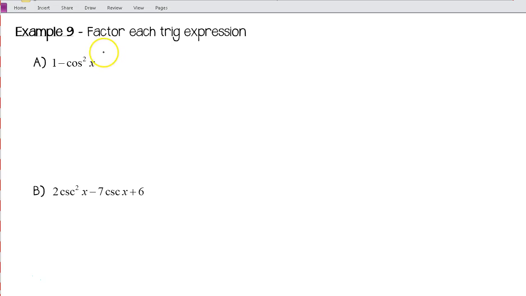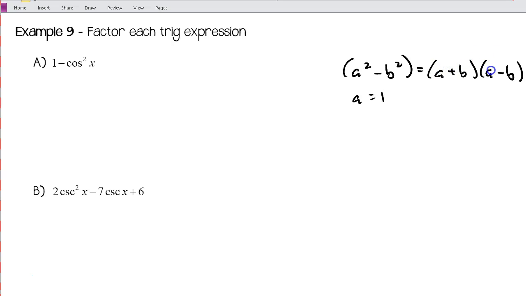So for the first one, this is also a difference of 2 squares. Just to remind you, this is in the form of a squared minus b squared, and that's going to factor to a plus b and a minus b. In this case, our a is 1 and our b is cosine x. So this simply will factor to 1 plus cosine x and 1 minus cosine x. So that's it for that one.